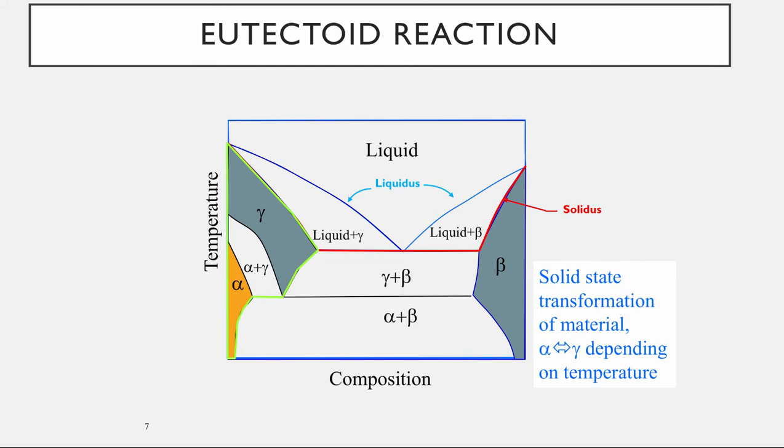You may have heard that expression, solid state transformation. So we're in a solid form, but as the temperature changes, our state transforms, and we can go back and forth between alpha and gamma. So we may actually take alpha and raise the temperature to turn it back into gamma. So we can go in both directions.